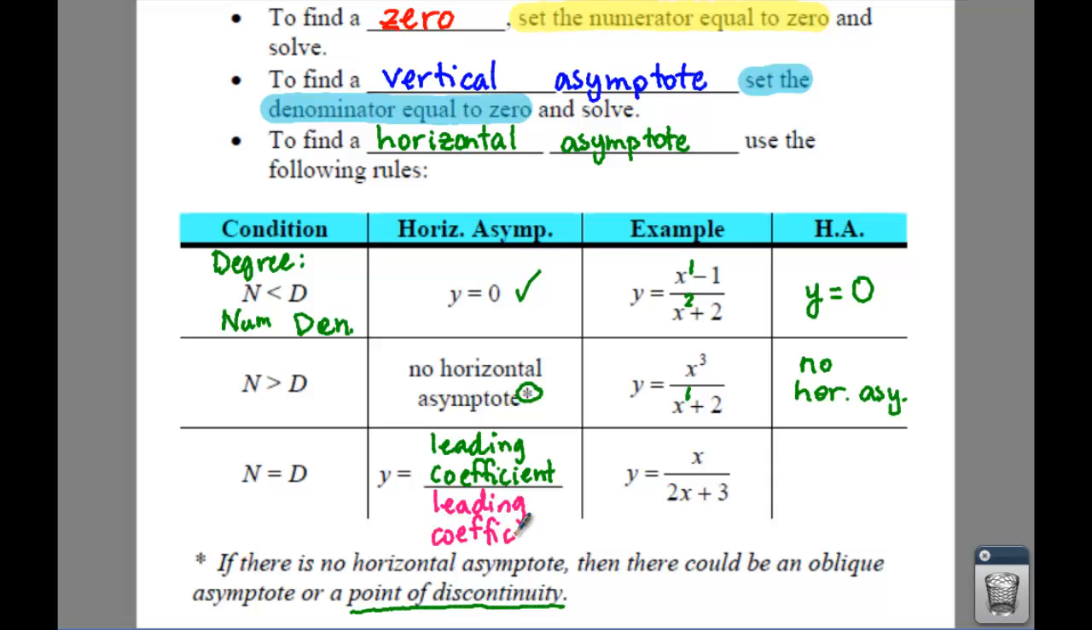So for example, what we have here is y equals x over 2x plus 3. Oops, I can't even spell right. So your degree here is a 1, and your degree here is a 1. Since those are the same, in order to find your horizontal asymptote, you're going to take your coefficient on the top, which is a 1, and divide that by a 2. So your horizontal asymptote is 1/2.